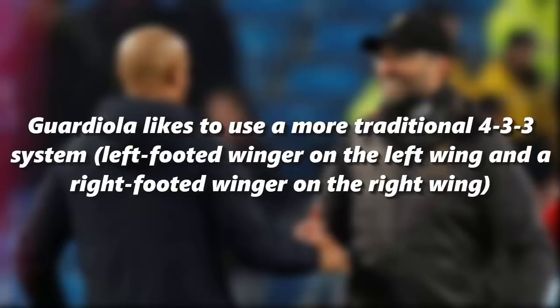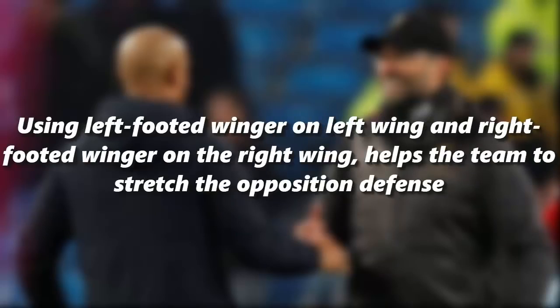I have often explained in my videos that unlike the modern day 4-3-3 system, where wingers usually drift in with possession, Guardiola likes to use a more traditional 4-3-3 system, which means a left-footed winger on the left wing and a right-footed winger on the right wing. Using a left-footed winger on the left wing and a right-footed winger on the right wing helps the team to stretch the opposition defense.